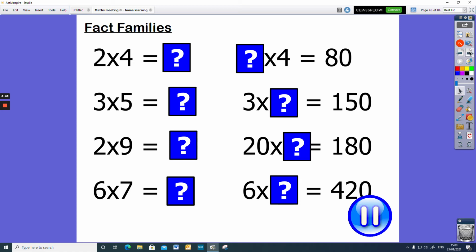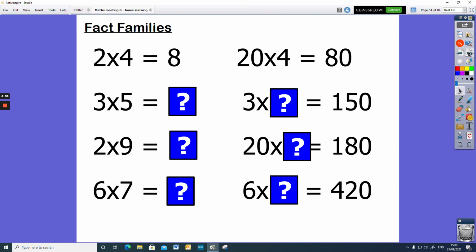Okay, let's have a go, shall we? 2 multiplied by 4, nice and easy. 2 times 4 is 8. So, what times 4 is 80? 20 times 4 is 80. Have you got that? Excellent. Let's see if we can get all the others now.